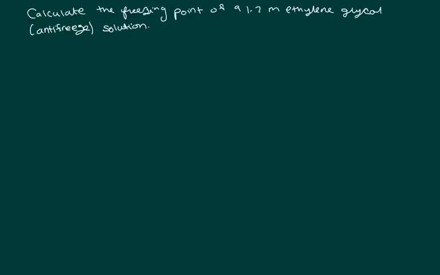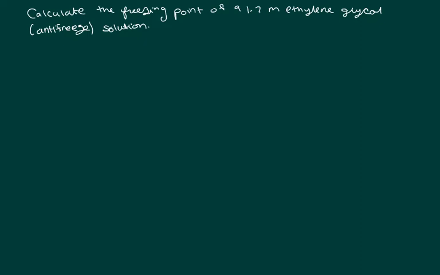Okay, let's use molality to calculate the freezing point of a 1.7 molal ethylene glycol solution. Ethylene glycol is your antifreeze. Again, we put ethylene glycol in your car as antifreeze because it depresses the freezing point, and so it does not allow your engine fluids to freeze at 0 degrees Celsius, but even below 0 degrees Celsius. So let's see what the freezing point of a 1.7 molal ethylene glycol solution would be.